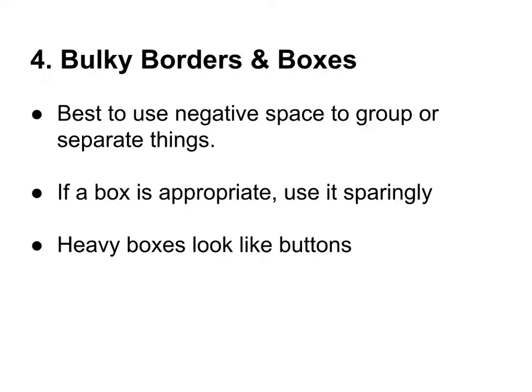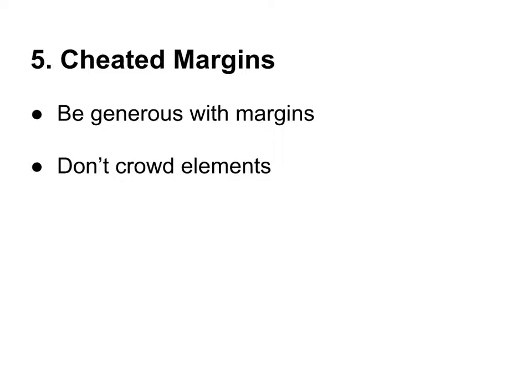Number 4, related. We just talked about adding borders when necessary, but you also don't want to get carried away. It's best to use negative space to group or separate things. Negative space is just another way of saying parts of the design with nothing in them. Blank space, white space. So if a box is appropriate, you should use it sparingly. Heavy boxes tend to look like buttons and can really lead to frustration in your audience when they expect to see some interactivity because it looks like a button, but they find none. So don't do that.